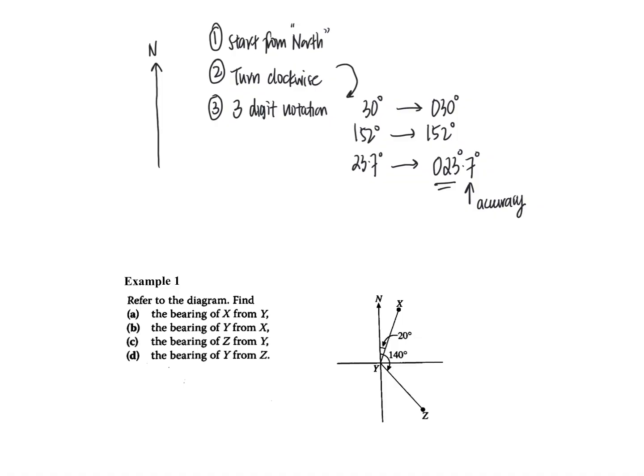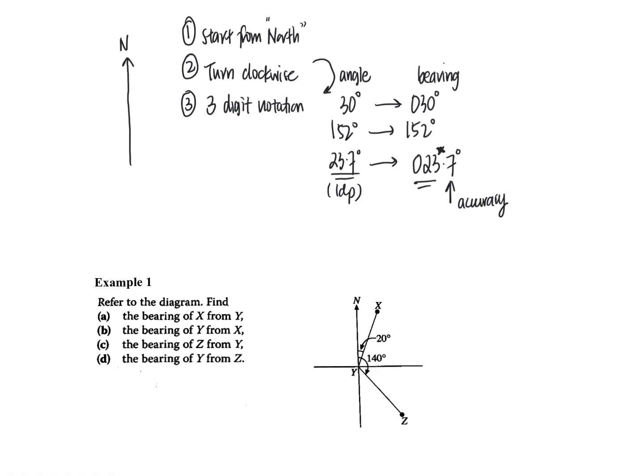Assuming I already round off to 1 dp. So that will be the answer you write. So that 0.7 does not count towards the 3-digit. So as if this is the angle that you have, this will be the bearing you write. Okay, so these are the 3 things you need to take note for bearing.